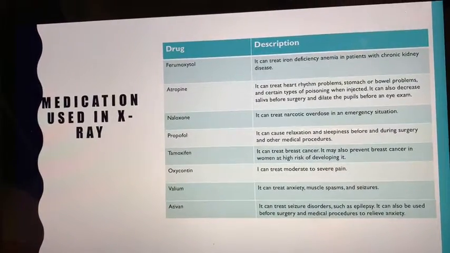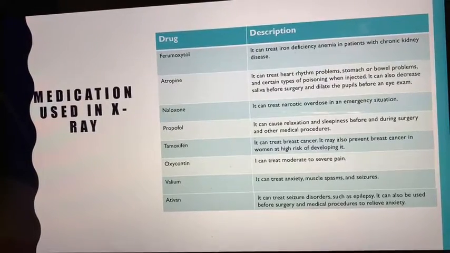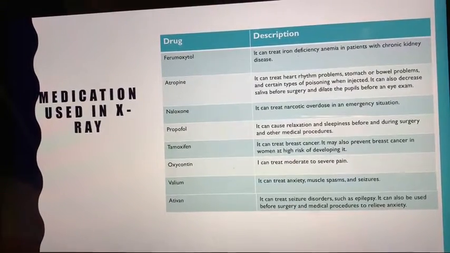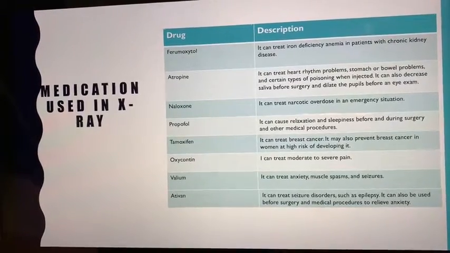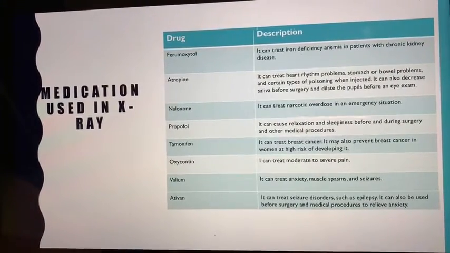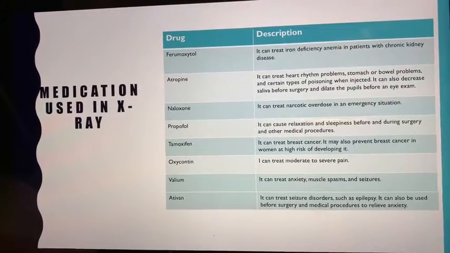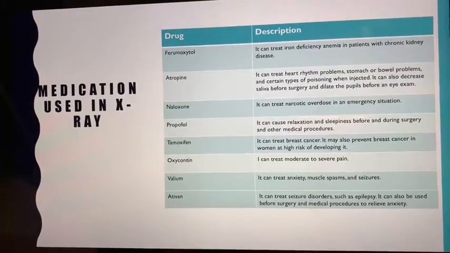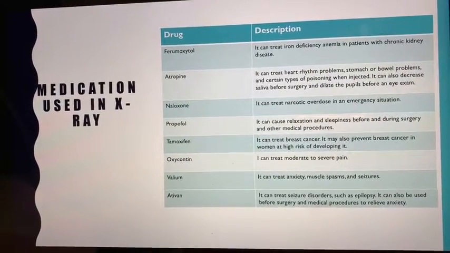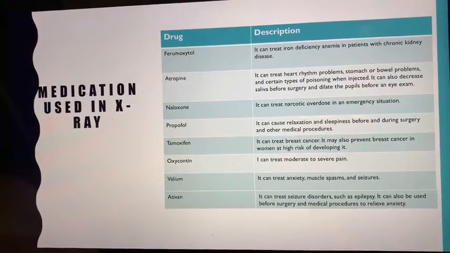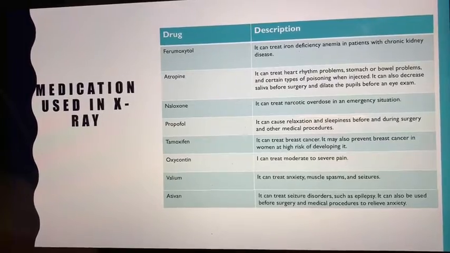And now we have another little list. We also use ferumoxytol. It can treat iron deficiency anemia in patients with chronic kidney disease. Atropine. It can treat heart rhythm problems, stomach or bowel problems, and certain types of poisoning when injected. It can also decrease saliva before surgery and dilate the pupils before an eye exam. We also use naloxone. It can treat narcotic overdose in an emergency situation.